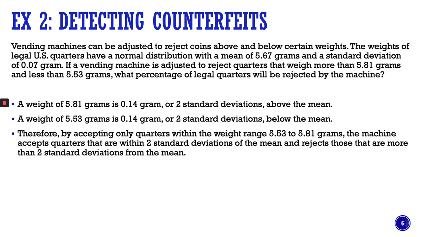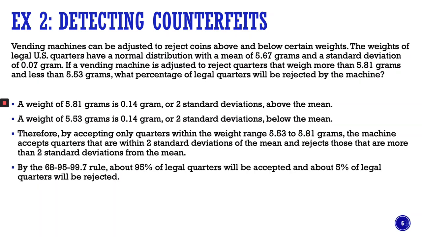Therefore, by accepting only quarters within the weight range, the machine accepts quarters that are within 2 standard deviations of the mean and rejects those that are more than 2 standard deviations from the mean. By the rule, about 95% of legal quarters will be accepted and about 5% of legal quarters will be rejected.